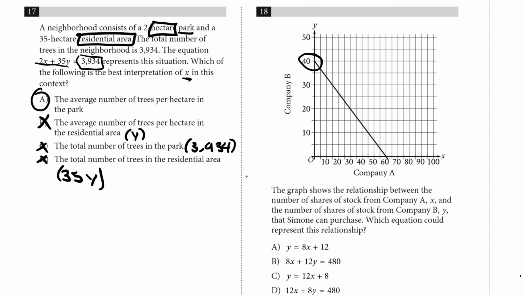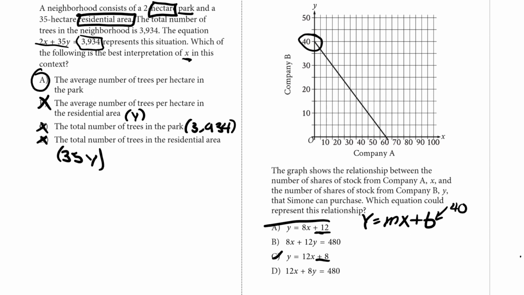We know that if the linear equation is of the form y equals mx plus b, then our b has to be 40. So right away we can eliminate A and C, because for A the y-intercept is 12, and for C the y-intercept is 8. The next step is to turn B and D into y equals mx plus b.